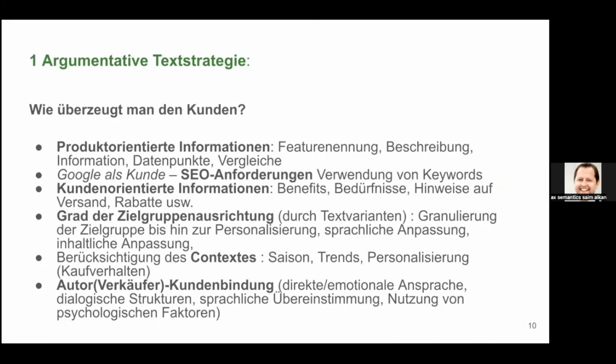The first step. What's the first step? The text strategy, how to convince your customer. You have to have product-focused information, to have features that you enumerate and describe your products. You have to have information and data points and comparisons. That sounds really simple, but sometimes you don't add this information to your text. For instance, descriptions of certificates. What does GOTS mean for a cotton? So you have to really describe the features that you offer and to implement it in your text. But you also have to underline the features that you sometimes don't mention.